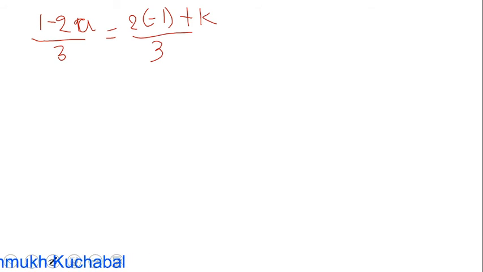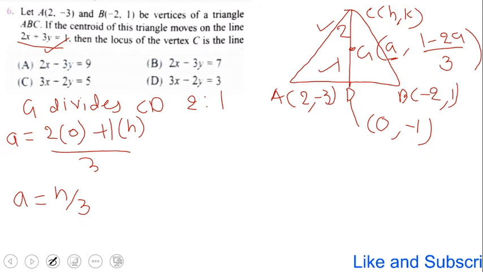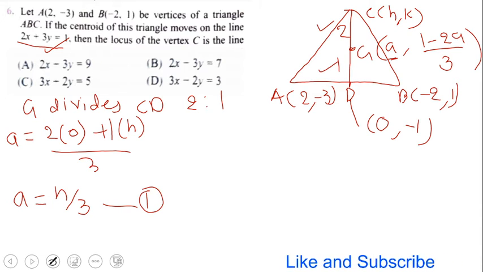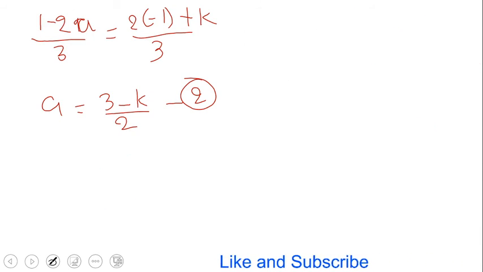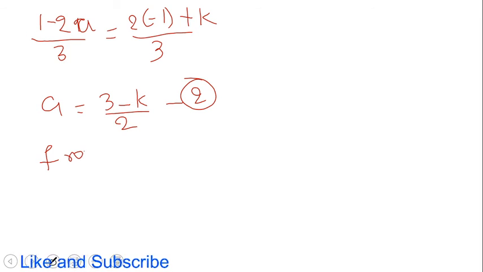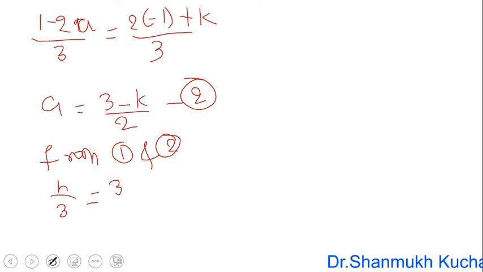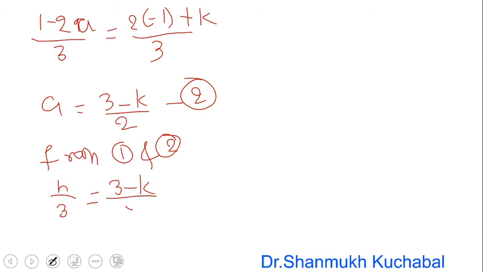So from this we get a solution for a as (3 minus k) divided by 2. I call this equation 2, and the previous one equation number 1. In equation 1 and equation 2, the LHS are the same, so we have to equate the RHS. So we get h by 3 equal to (3 minus k) divided by 2 here.